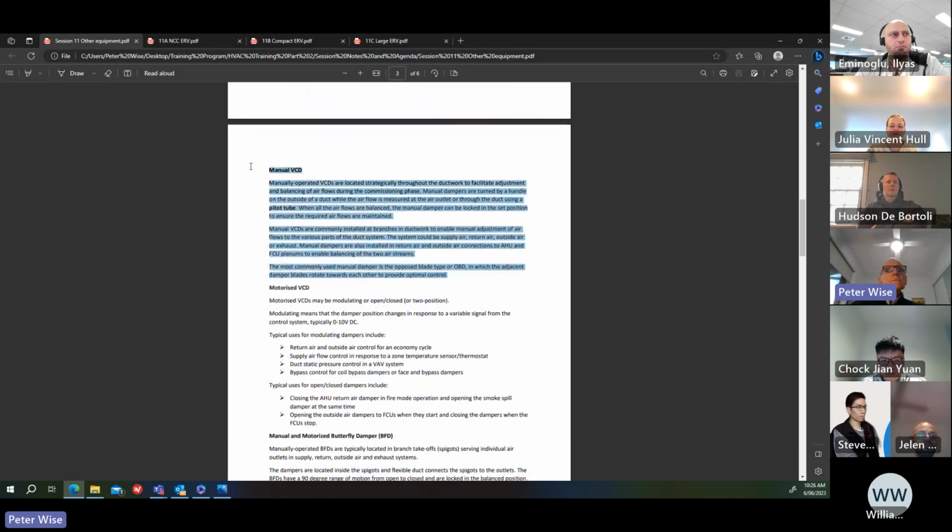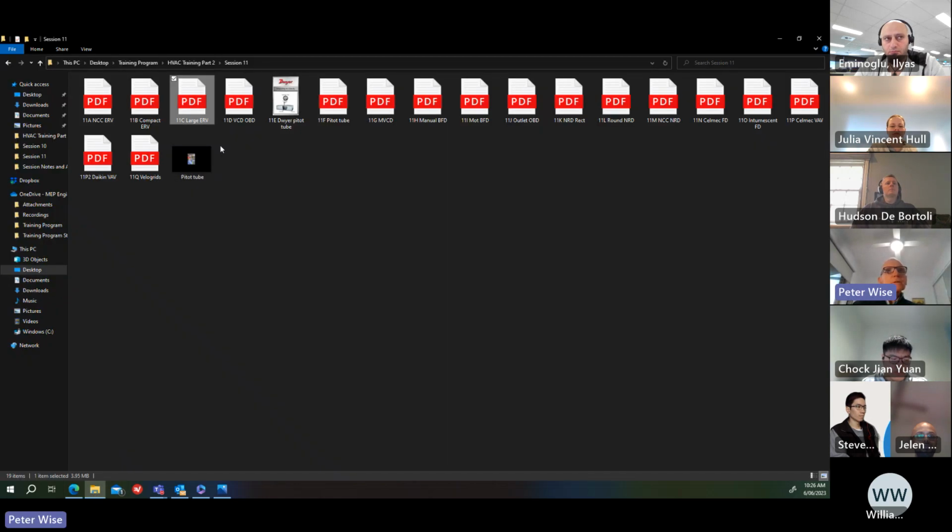So, manual VCD. Located strategically throughout the ductwork to facilitate adjustment and balancing of airflows during the commissioning phase. Manual dampers are turned by a handle on the outside of a duct while the airflow is measured either at the air outlet or through the duct using a pitot tube. When all the airflows are balanced, the manual damper can be locked in the set position to ensure the required flows are maintained. I've got a picture of one of those.